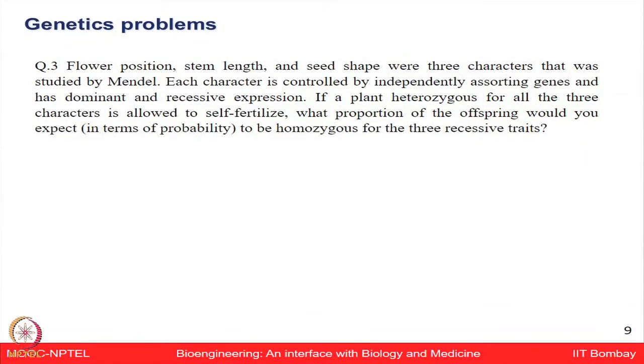Flower position, stem length, and seed shape were three characters that were studied by Mendel. Each character is controlled by independently assorting genes and has dominant and recessive expression. If a plant heterozygous for all three characters is allowed to self-fertilize, what proportion of the offspring would you expect, in terms of probability, to be homozygous for the three recessive traits?